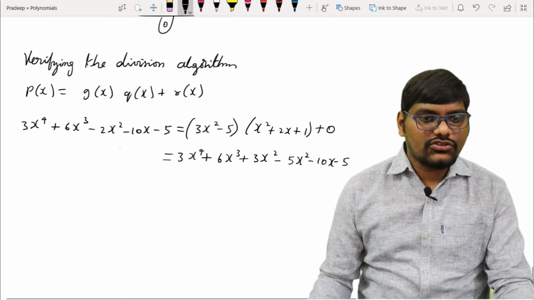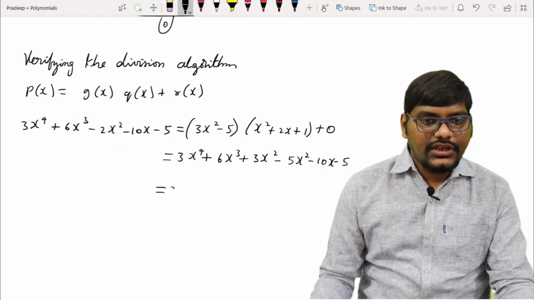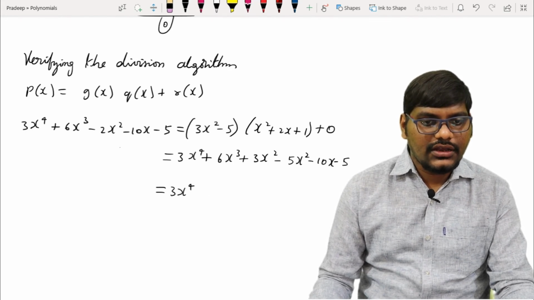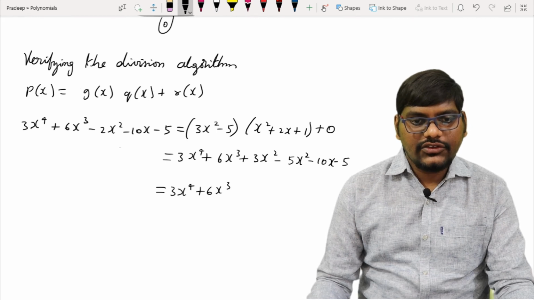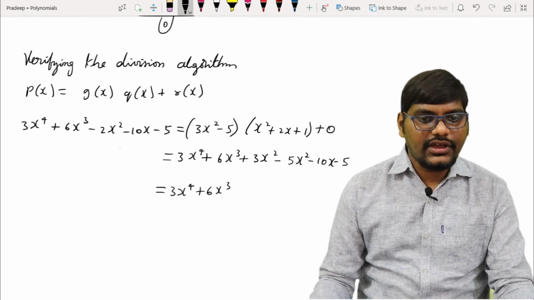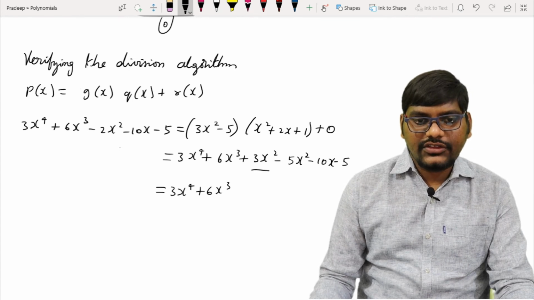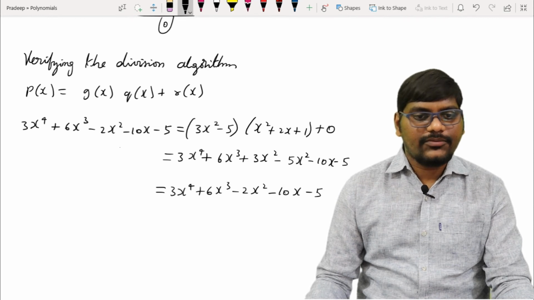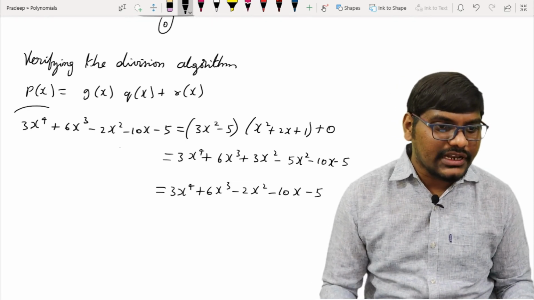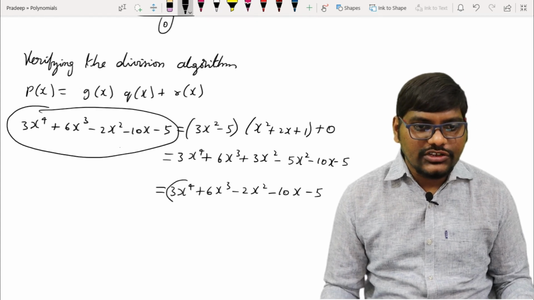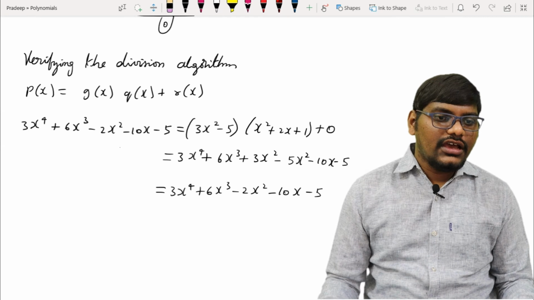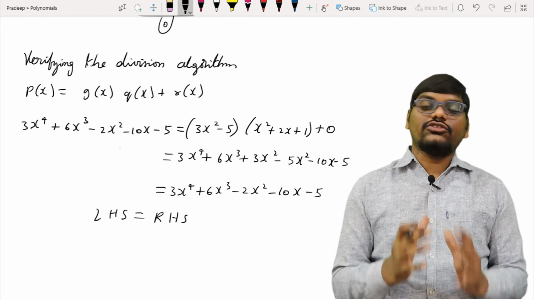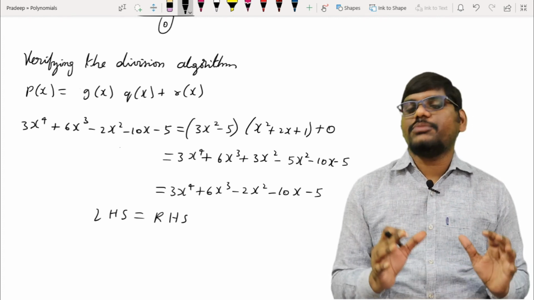Okay, so we'll further solve this. So I can write this as 3x power 4, and this is 6x power 3, and this is plus 3x square, this is minus 5x square. So this is plus 3 minus 5, in the sense minus 2x square, and this is minus 10x minus 5. So now we could observe that this particular polynomial is equal to this particular polynomial which we got, that is LHS we got equal to RHS, right? Which means the particular solution whatever we have solved, all that is perfectly right.